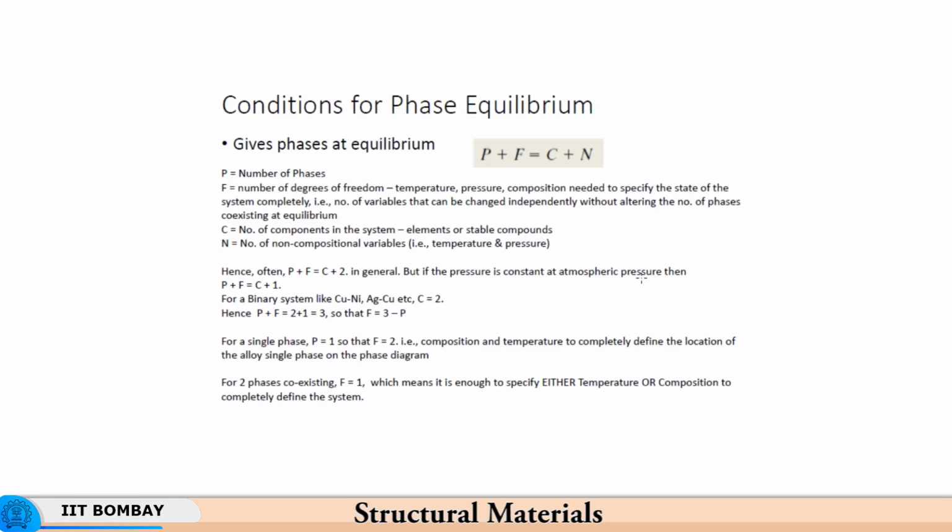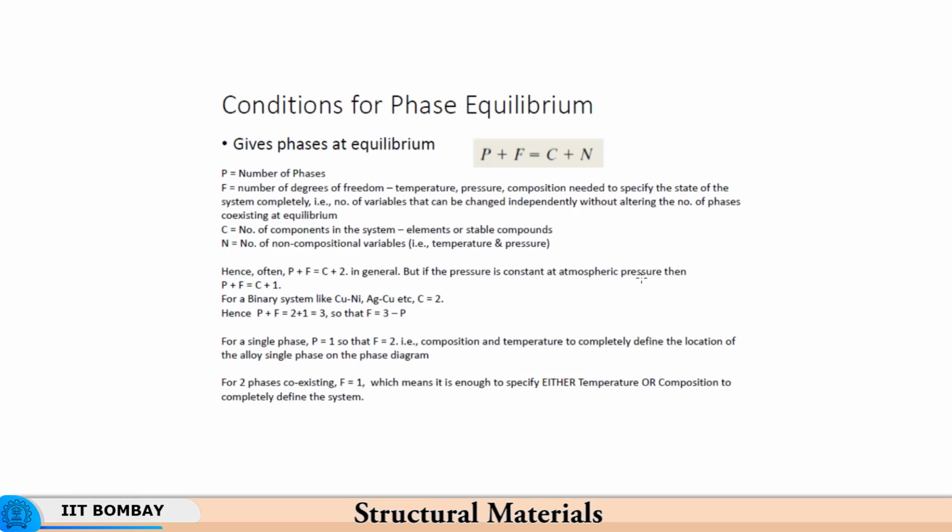So, now the question is, how many parameters would be required to completely define the system, meaning if you were to come to a conclusion about the exact chemical composition of the material or the phases, how would you be able to predict that? So, F is the number of degrees of freedom.